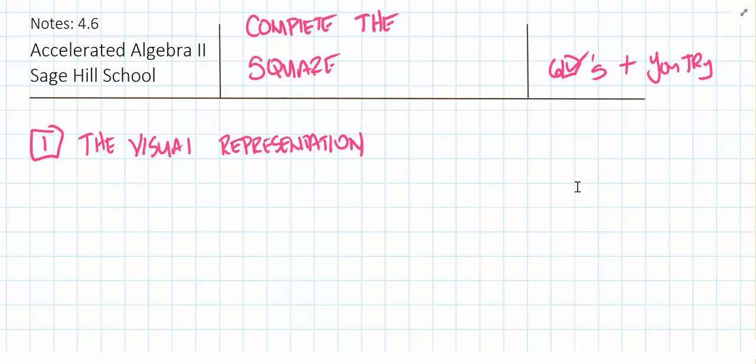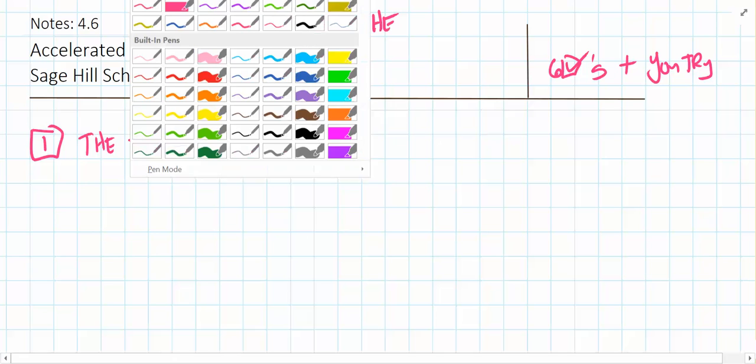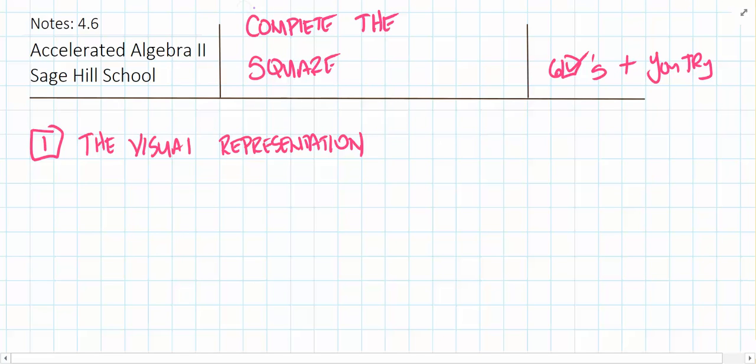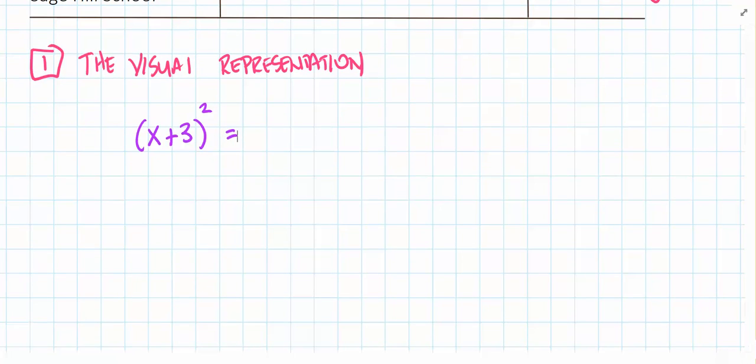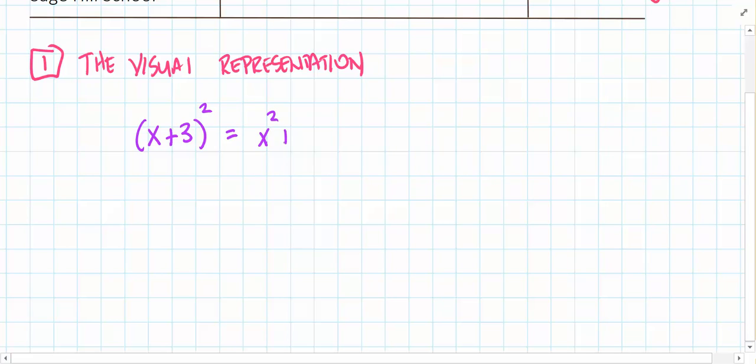Okay, so we're gonna start off by talking about the visual representation that we just did on the board, and I wanna share with you this one. So let's take a look at this quantity x plus 3 quantity squared. If I was gonna take x plus 3 and square it, what would I end up with? Nick, yeah, what do you got for me? I'd have an x squared plus a 6x plus a 9.